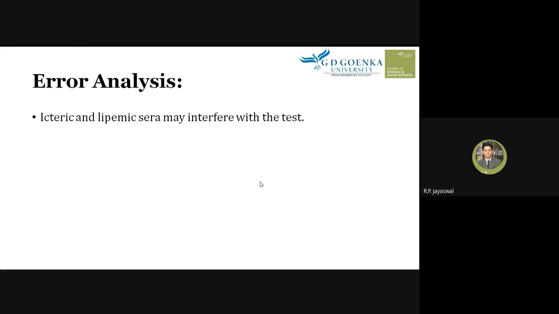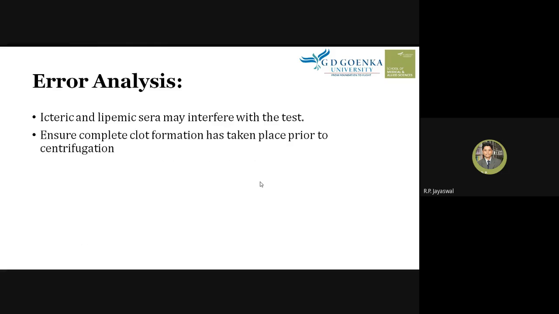Similarly, if you take serum from lipemic blood, meaning the patient has taken a lipid diet and there is a lot of lipid in the sera, it can automatically increase the level of triglyceride. So ensure that the serum does not have lipids, that is, milky sera. Usually this appears when you collect the sample just after half an hour of a meal. The dietary lipids may mix into the blood, and there can be lipemic sera.